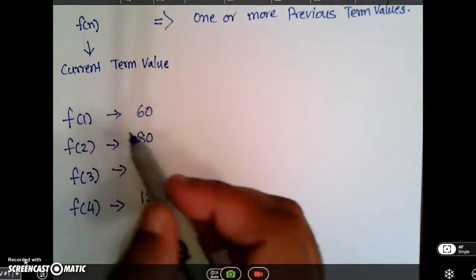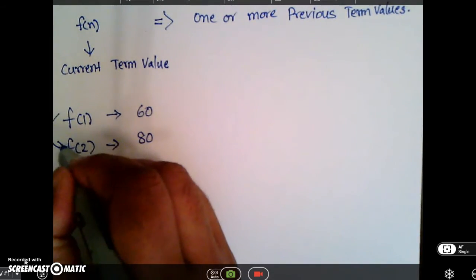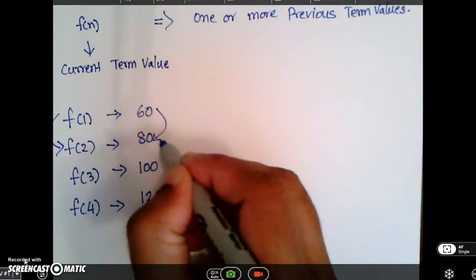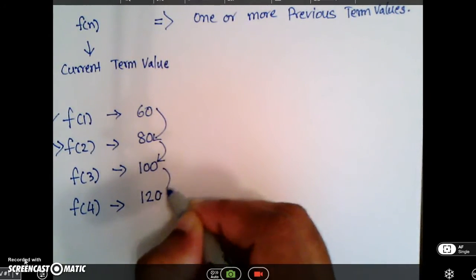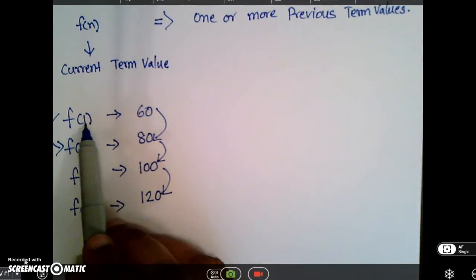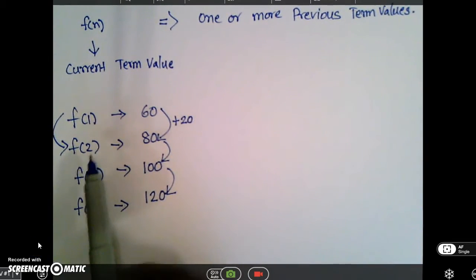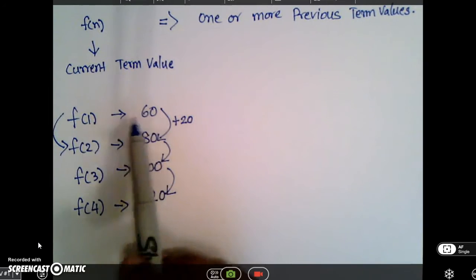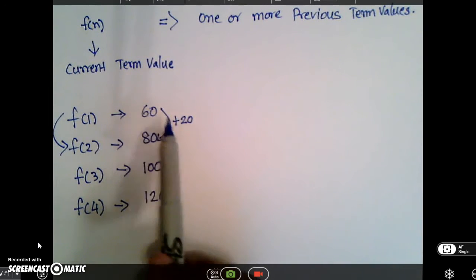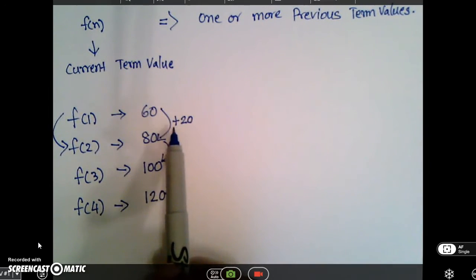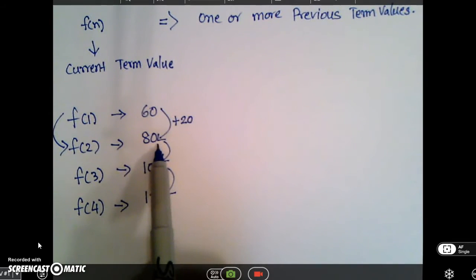So here, if I look at these terms, I'm doing something repeatedly to get my current term. My current term is what I'm trying to find. So we talked about the current term. The current term is the term that I'm trying to find. Say for example, if I'm trying to find f of 2, that's my current term then. The current term, how do I get it? I take my previous term, which is f of 1, and I add a 20 to it. So I get my current term, which is f of 2.